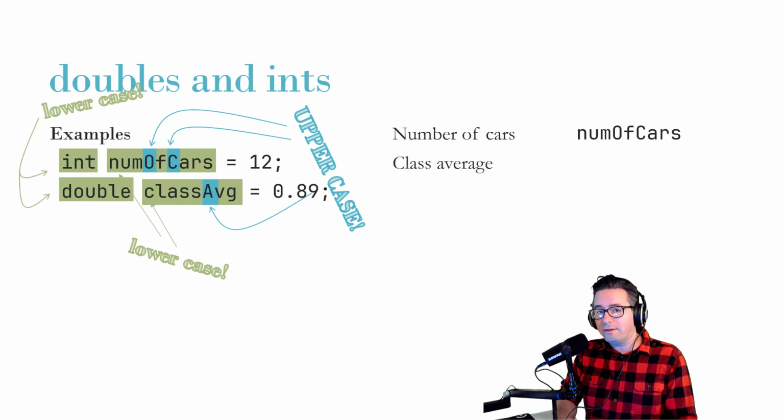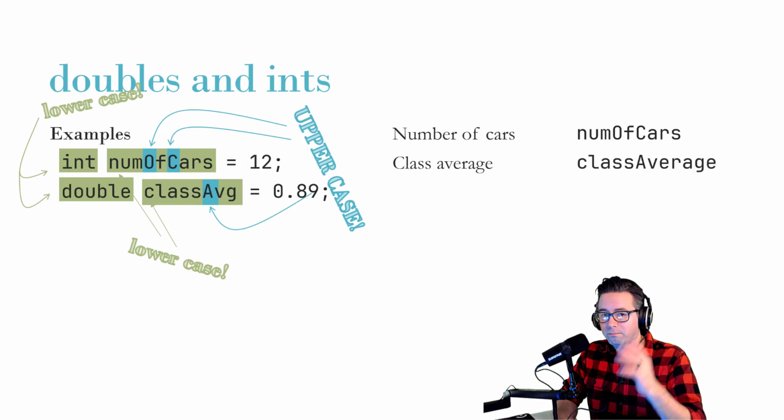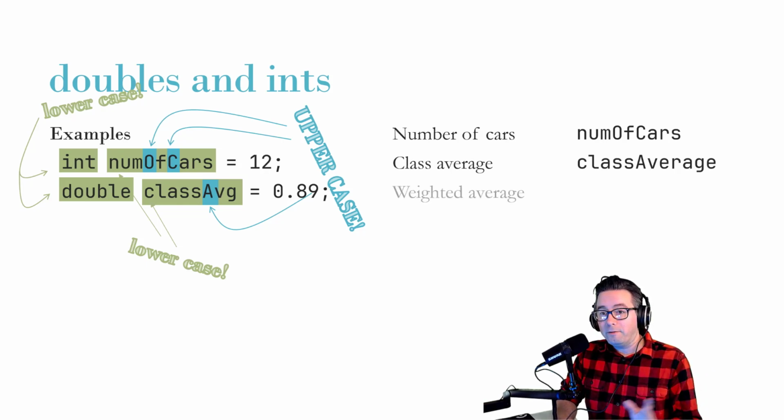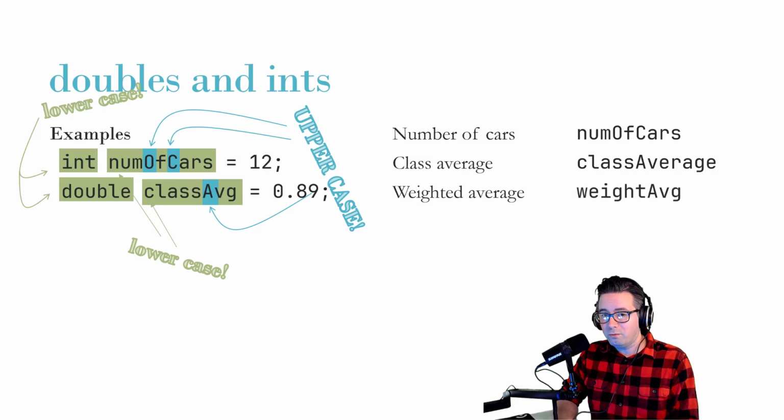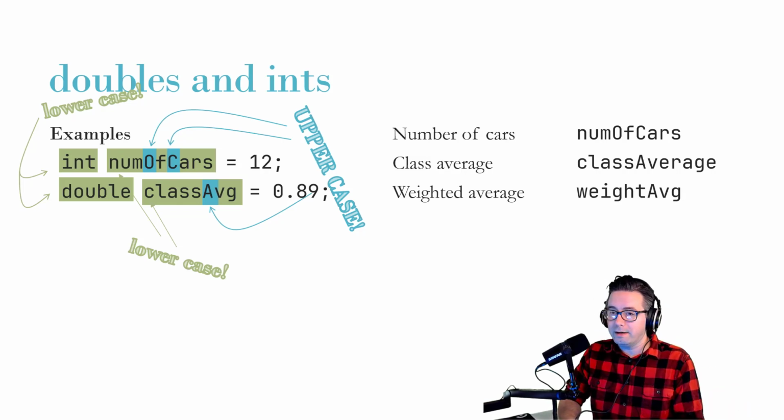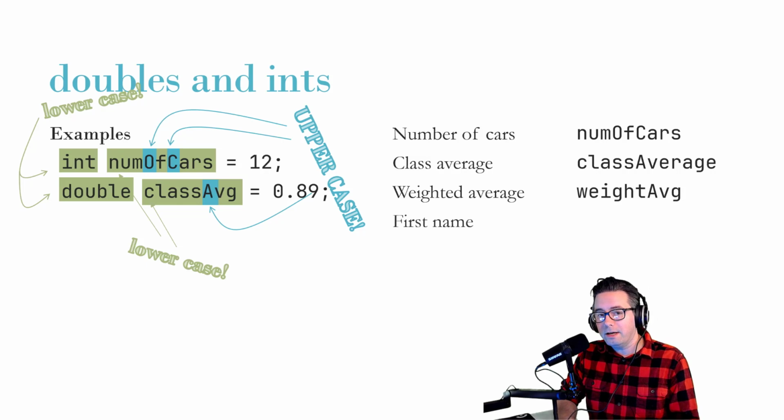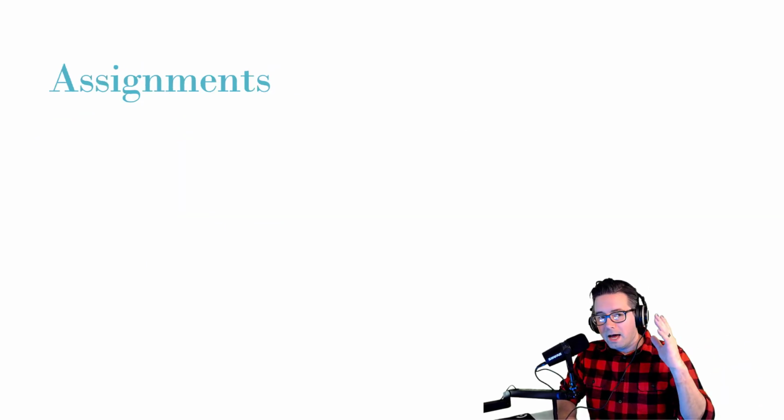Here's another example. We have classAverage. I just put them together with a capital A. For weighted average, I did weightAvg. Now, could I spell out average and do weighted? Sure. But the important thing is that it's camel case. Here is firstName. There you go. I think you get the point.